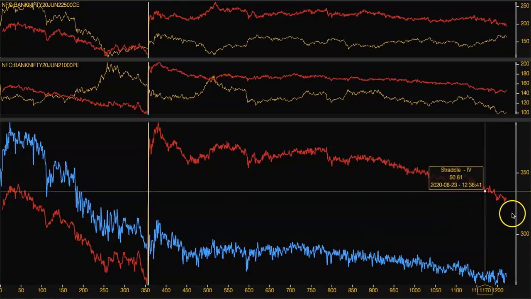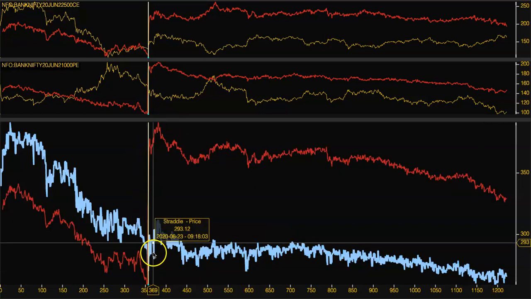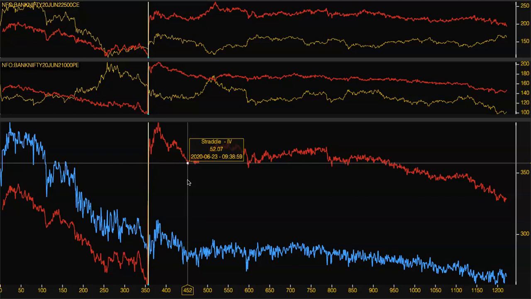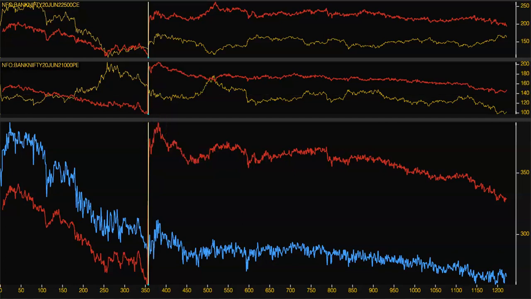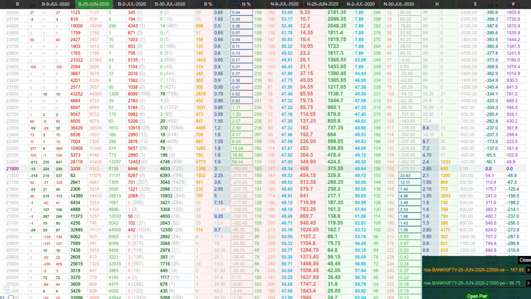Mostly this gap will be filled whenever there is a gap up like this, and whenever there is a gap down, we can expect some violent move, and that day is good for a long straddle. And when there is a gap up in the IV, that day is good for short strangles or short straddles. So this is about the IV.